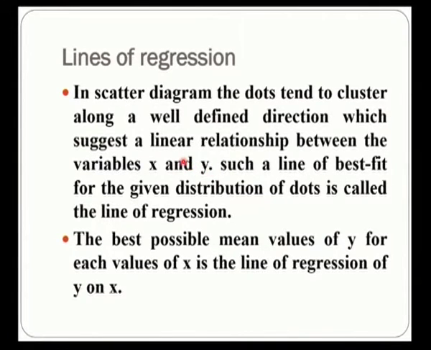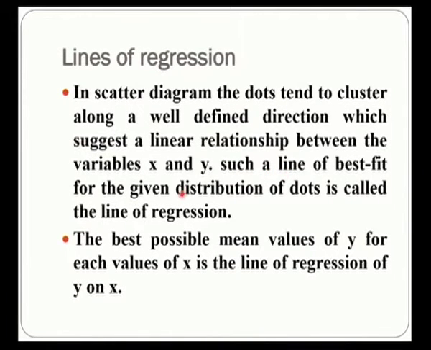line. You know, the equation of a line is y is equal to mx plus c, where m is the slope, then y and x exist. So, that is a linear relationship between x and y. Like that, here also the linear relationship between x and y gives a line. Such a line of best fit for the given distribution of dots is called the line of regression. So, line of regression talks about the best fit of the scattered data.